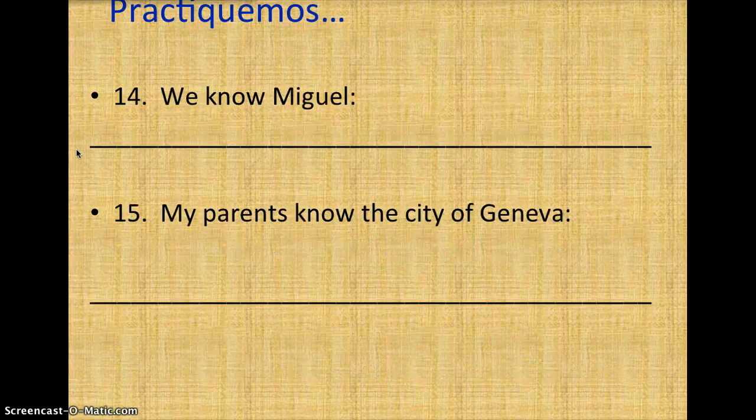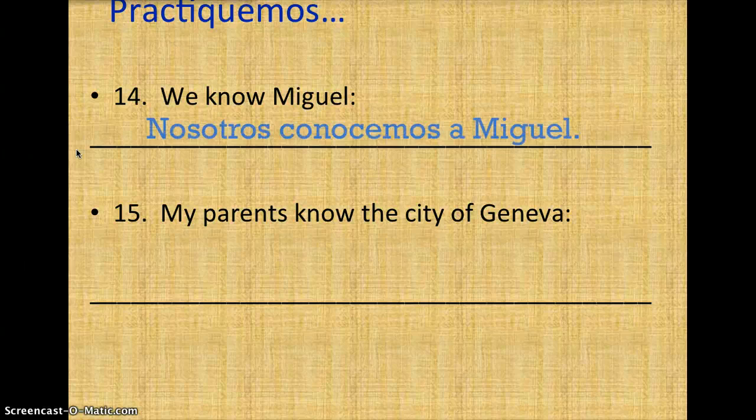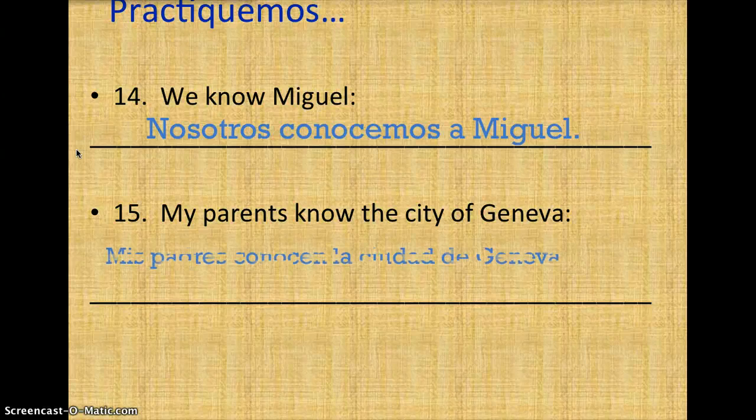We know Miguel. Nosotros conocemos a Miguel. Notice in the ones with people that you are familiar with, you have a personal a after conocer. Conocemos a Miguel. My parents know the city of Geneva. Mis padres conocen la ciudad de Geneva.